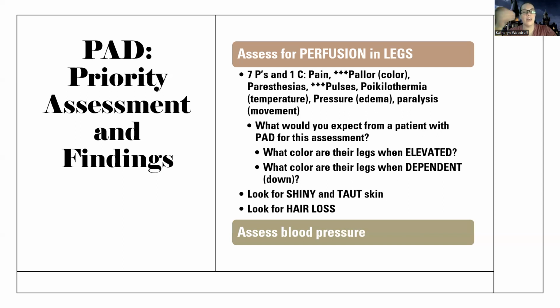Therefore, they could have little or no pain. So when we're looking at this, you really should be thinking these are the 7 Ps and 1 C for the feet. So you're not necessarily assessing their calves, their thighs, because they might have pain there because there's still some flow there. The problem is, is there flow to their feet?